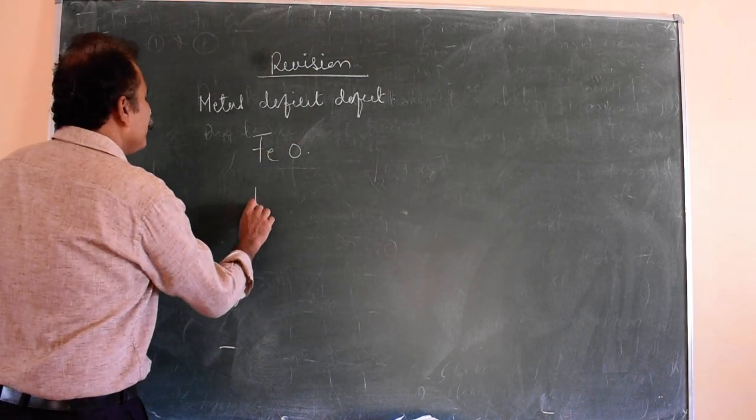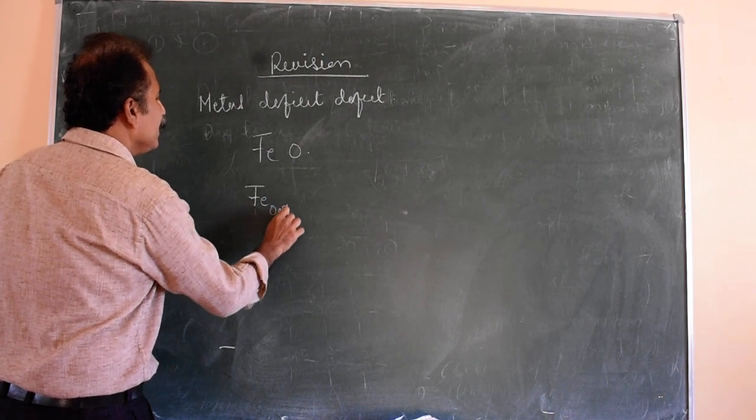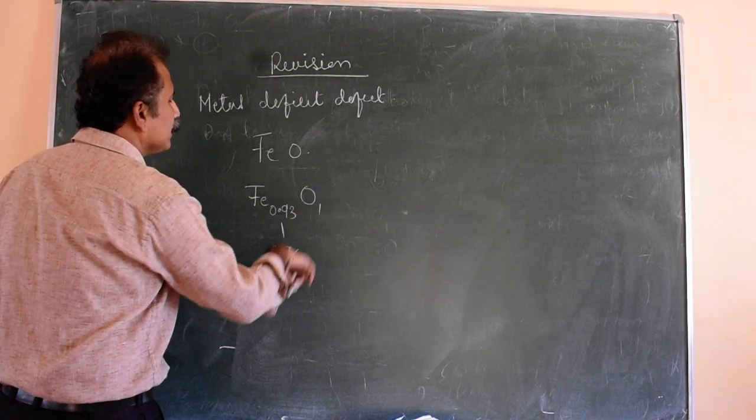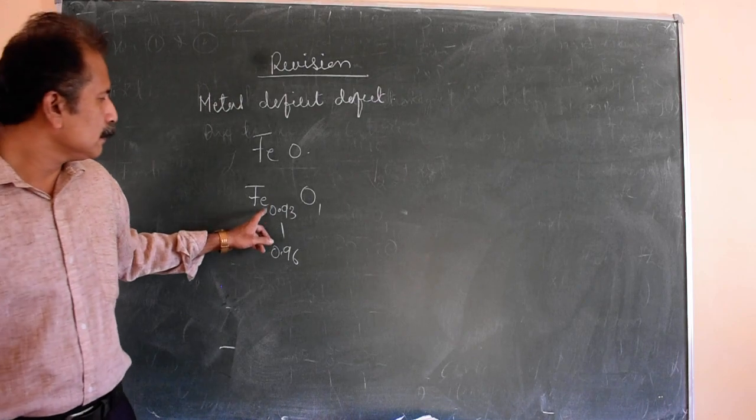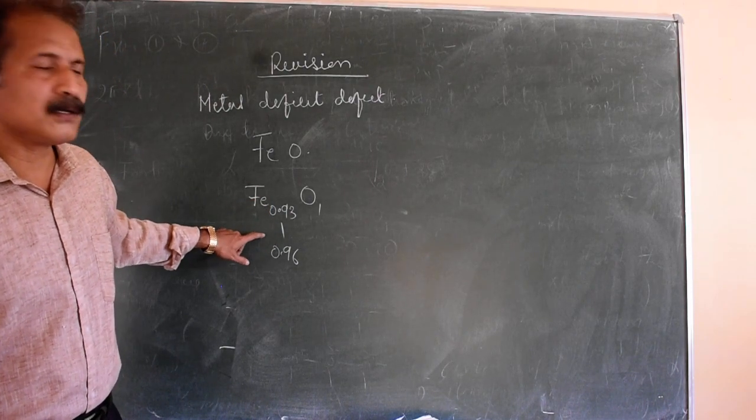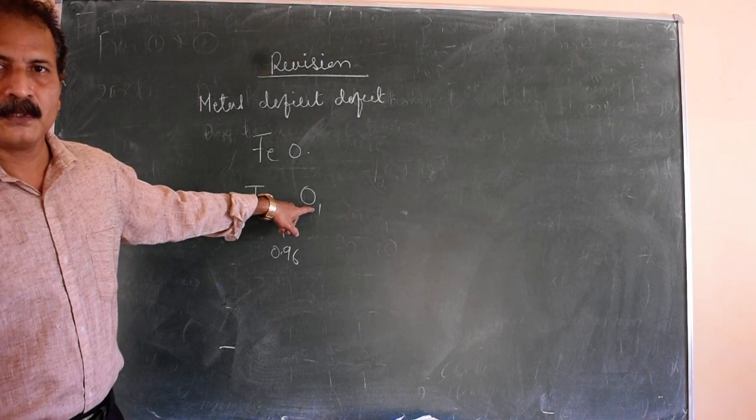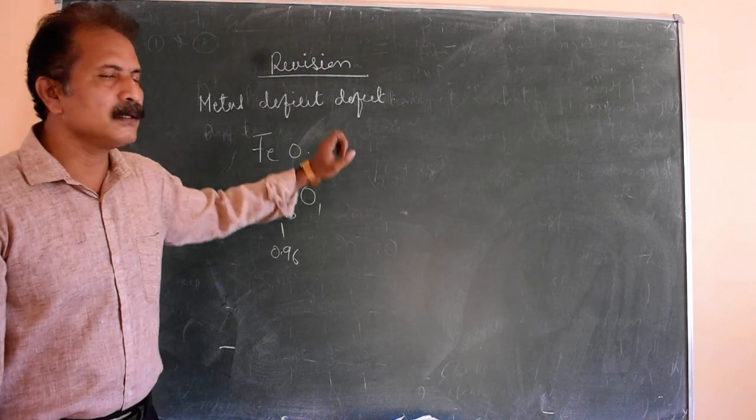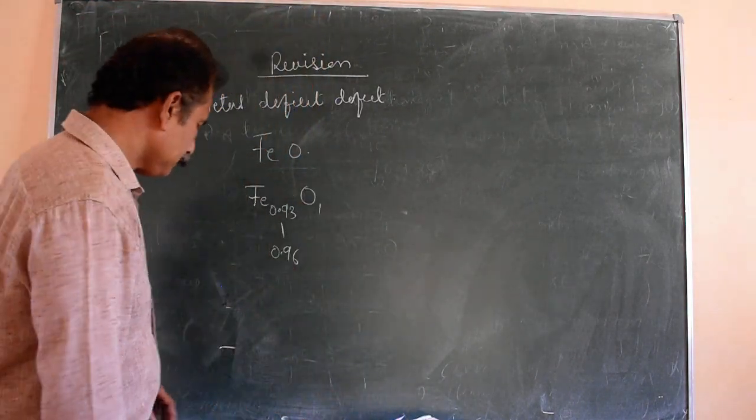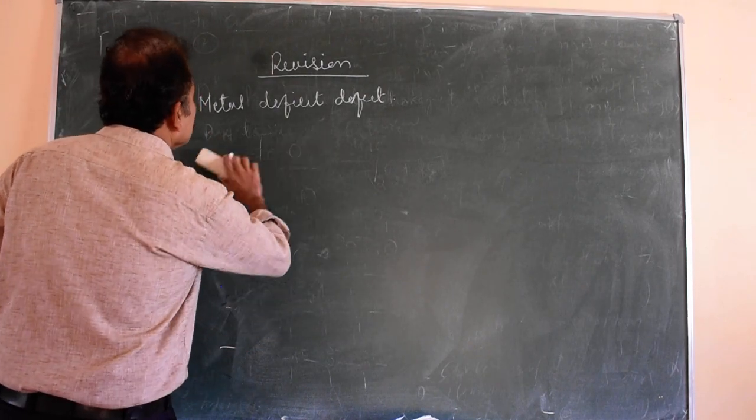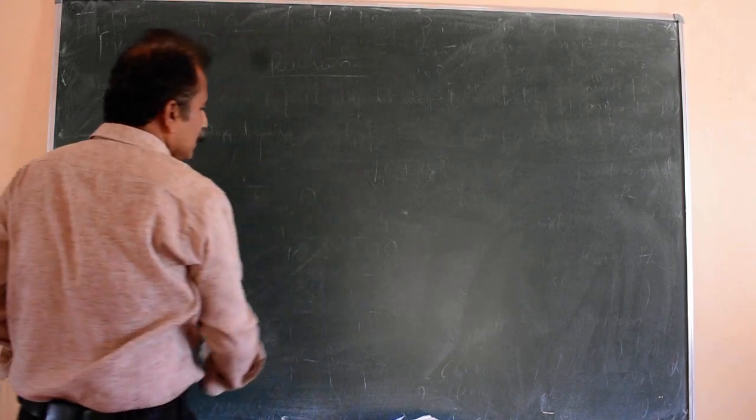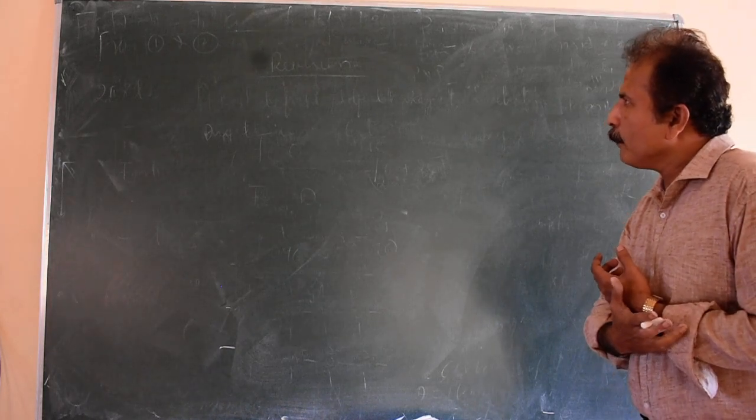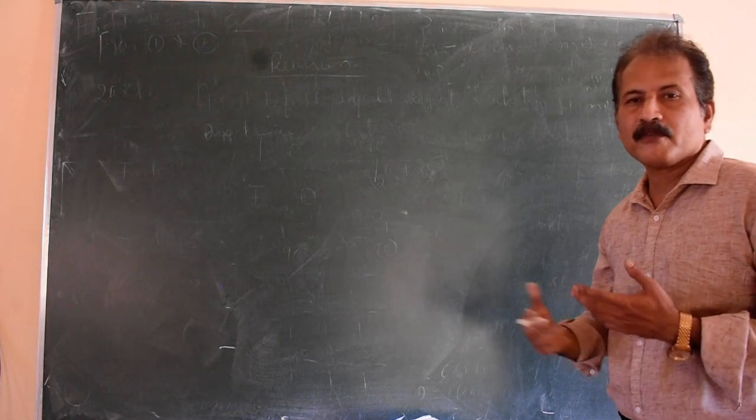So it might be Fe 0.93 to 0.96 compared to O1. See? So the metal is in less quantity compared to the anion. So it leads to a defect and is called metal deficit defect. So this is in brief the various types of point defects. Now we will go into properties of solids.